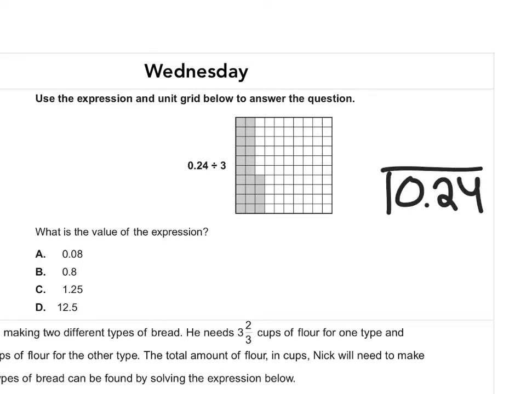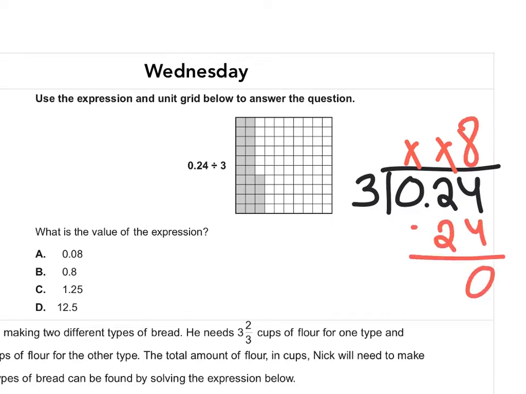That's being divided by 3. So we know that 3 cannot go into 0. 3 cannot go into 2. It can go into 24 8 times. And that would be a 0. So we know the answer is 8. But you have 2 numbers behind the decimal. So let's put a 0 in the front and put a decimal right there. So the answer is going to be 0.08, which is the letter A.